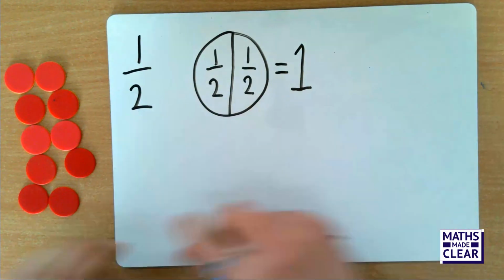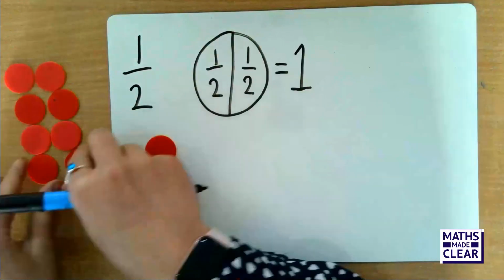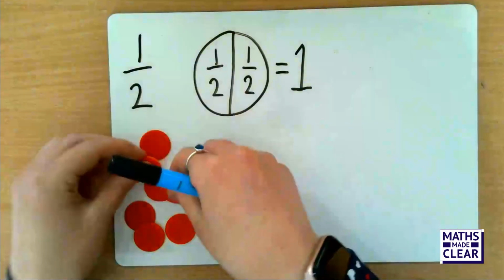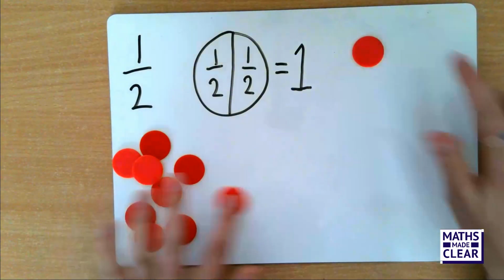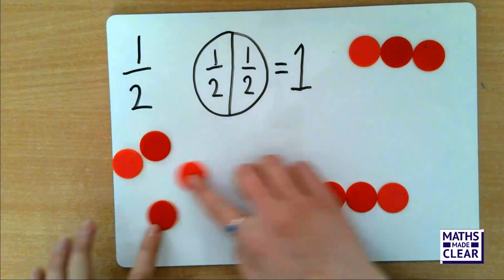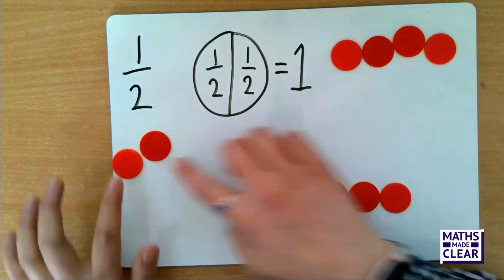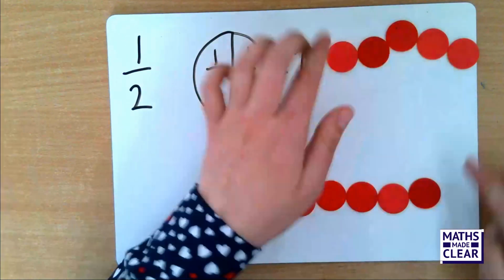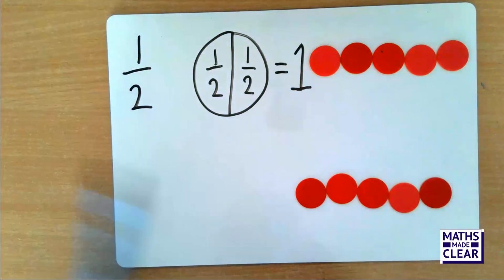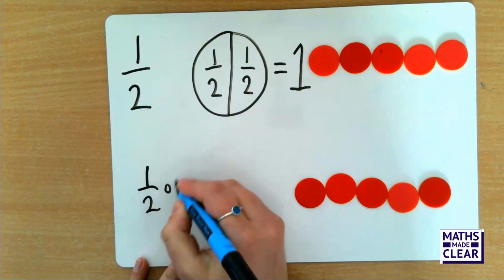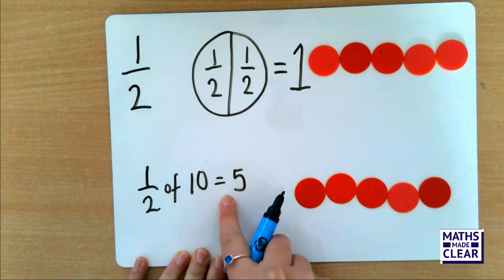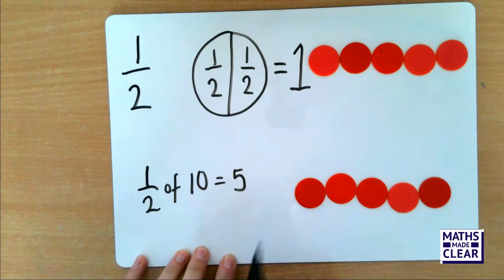So we could take some counters and some beads and we could split them into two equal parts as well. So if we have 10 counters, I want to split 10 counters into two equal parts to make a half. So I could do that like this. As you can see, we've got one half here and one half here. So one half of 10 equals 5. And I could write that as a number sentence like this. Half of 10 equals 5.